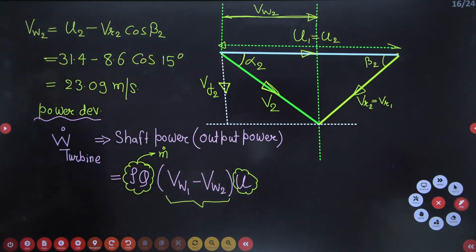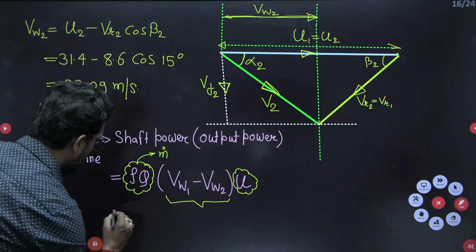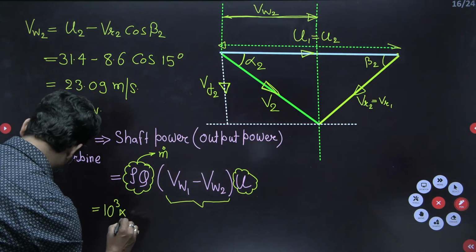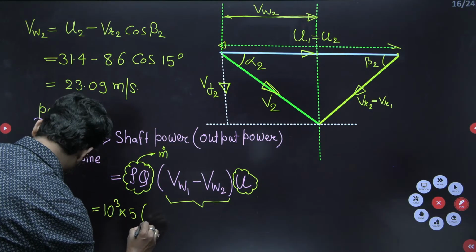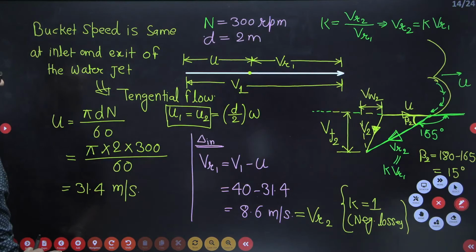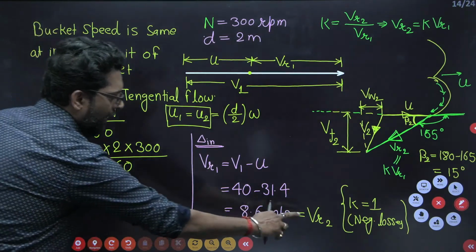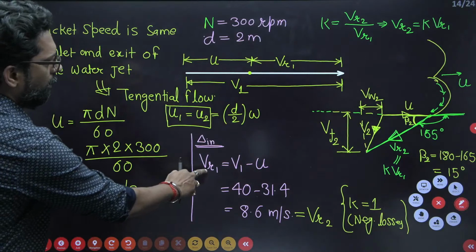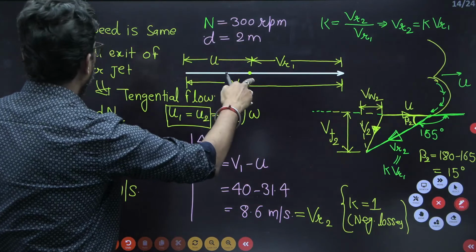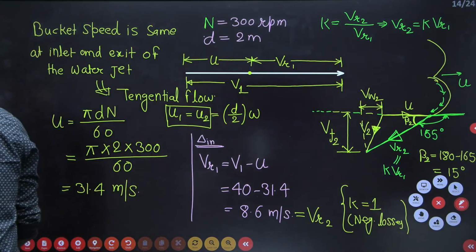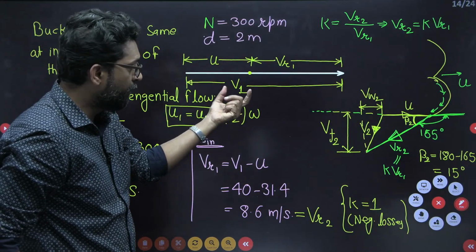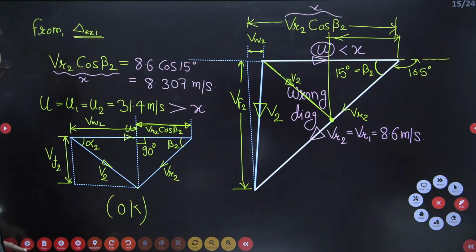Put in all these values. Density you have, yes or no? Density you have, 10 to the power 3. Discharge, that means volume flow rate, you have 5. Vw1, do we have to calculate it or not? No. So Vw1 is equal to V1 minus U. Somewhere we have to calculate, I think.